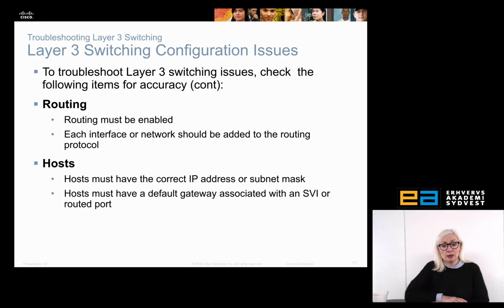If you're using routing on your layer 3 switch, then you must set it up to be a routed port. You must also enable routing on your layer 3 switch, and you must set it up with the correct IP addresses, and also the host must be configured with the correct gateway associated with either the SVI or the routed port, of course.